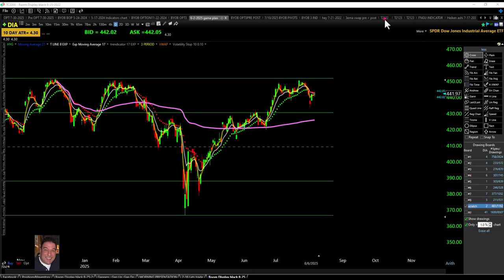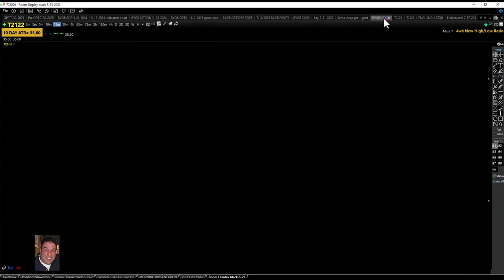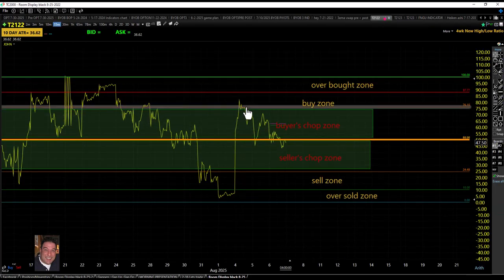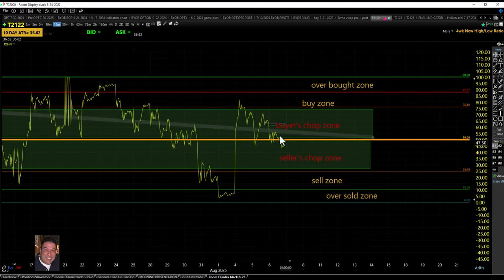Take a look at our technicals, all right? Start with T2122, okay? Looking like we're starting the beginning of another downtrend. I hope we're not coming down to this oversold zone, all right?